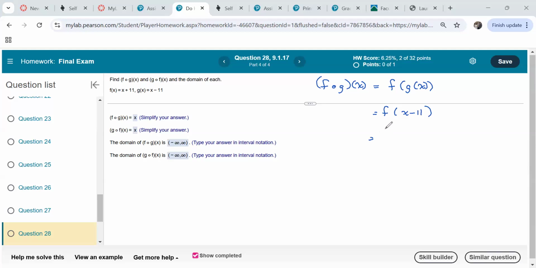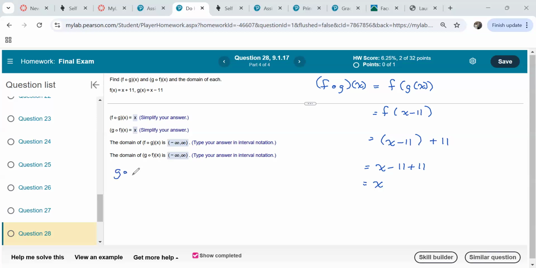And f is x plus 11. So I'm going to leave this open spot because by function notation, whatever is in here goes in this empty spot. So we put that x minus 11 in there. So we have x minus 11 plus 11. This one's a little weird because this doesn't usually happen, but f composed with g is just going to give me x.